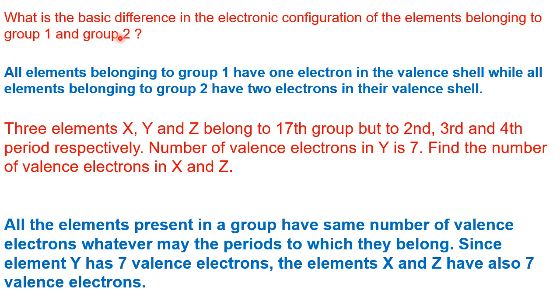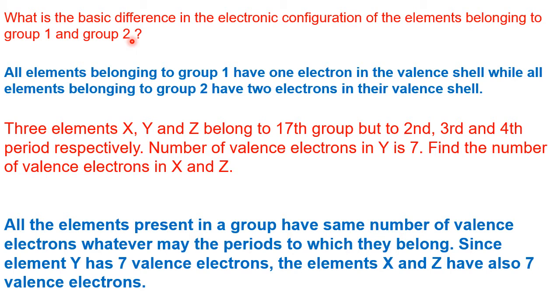What is the basic difference in the electronic configuration of the elements belonging to group 1 and group 2? Group 1 is called as alkali metals and group 2 is called as what? Alkaline earth metals. And in the group 1, if you see the valence electronic configuration, their general valence electronic configuration is ns1, and of group 2 is what? ns2. That means the basic difference is group 1 elements have only one electron in their valence shell, whereas group 2 elements have two electrons in their valence shell. That is the basic difference.